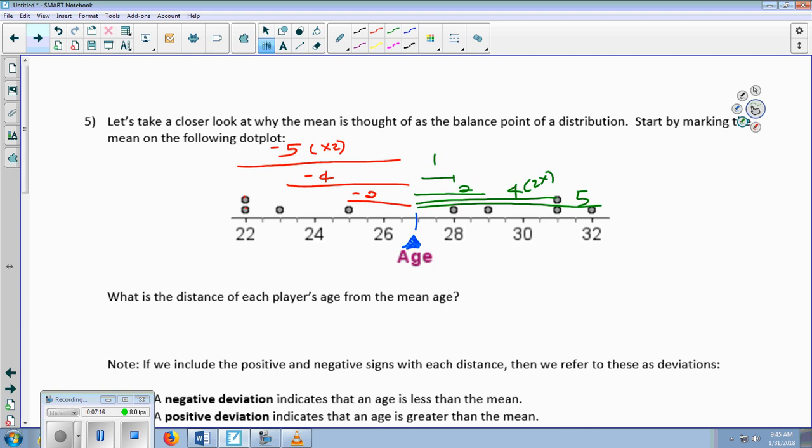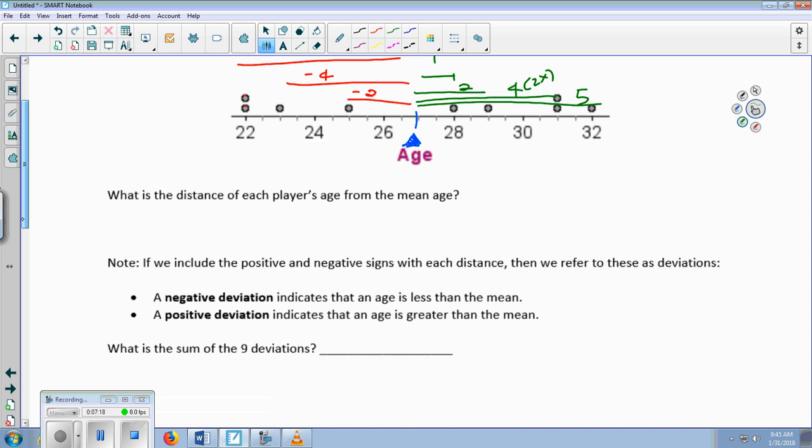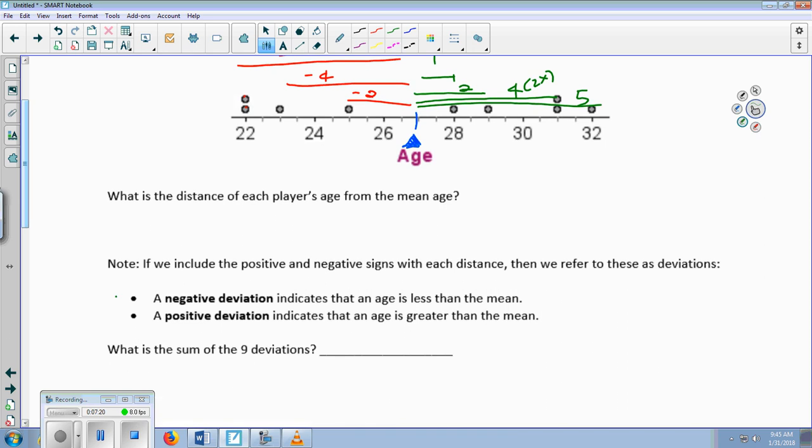Down here, we can notice that a negative deviation indicates that an age is less than the mean. A positive deviation indicates that the age is greater than the mean. So these were our green ones, and the negative deviations were our red writing up there.